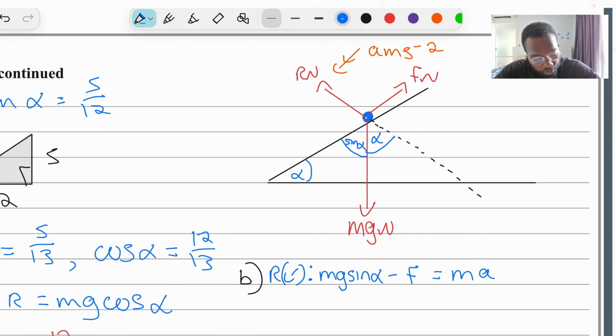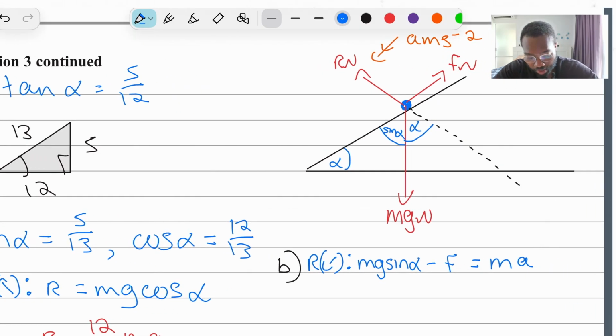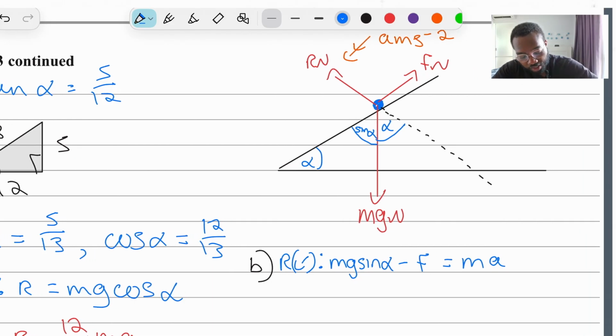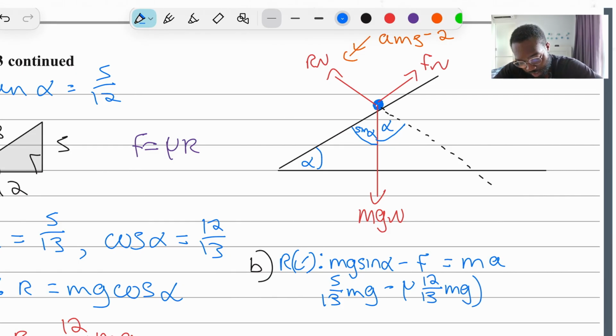Well, we know sine alpha from the previous question, that's 5 over 13. Therefore, we can change that to 5 over 13 mg. And with the F, we want it in terms of mu. We know that F is equal to mu R, so we can change that F into mu R. So that would be minus mu, and we worked out the normal reaction in the previous question, that's 12 over 13 mg, and that is equal to ma.